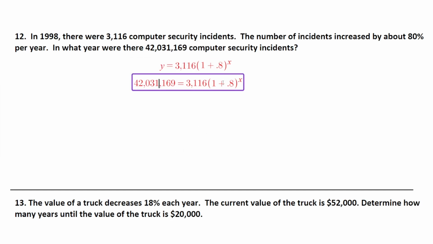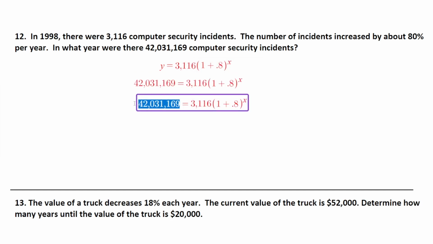So the first thing we need to do, and I guess I'll kind of do two steps in one here. I want to combine this 1 plus 0.8 to make it 1.8. And then I'm going to divide both sides by 3,116. So let's go ahead and do that. We'll divide both sides by that 3,116.